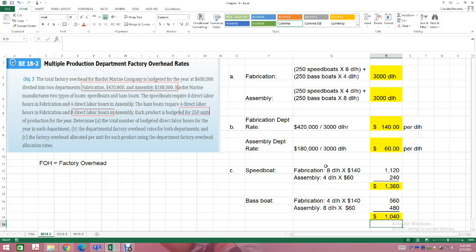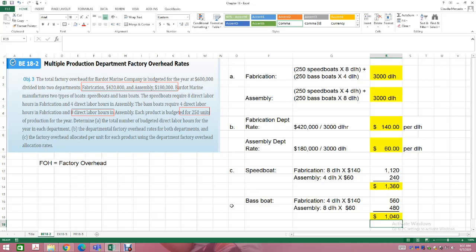So we calculate the number of hours that was provided in the problem times the rates calculated in letter B to get our cost of total factory overhead that is going to be budgeted or put into each of the boats. So for every speedboat that I manufacture, I'm going to allocate $1,360 of factory overhead. For every bass boat that we manufacture, we're going to allocate $1,040 of factory overhead. Okay, so it's step by step.